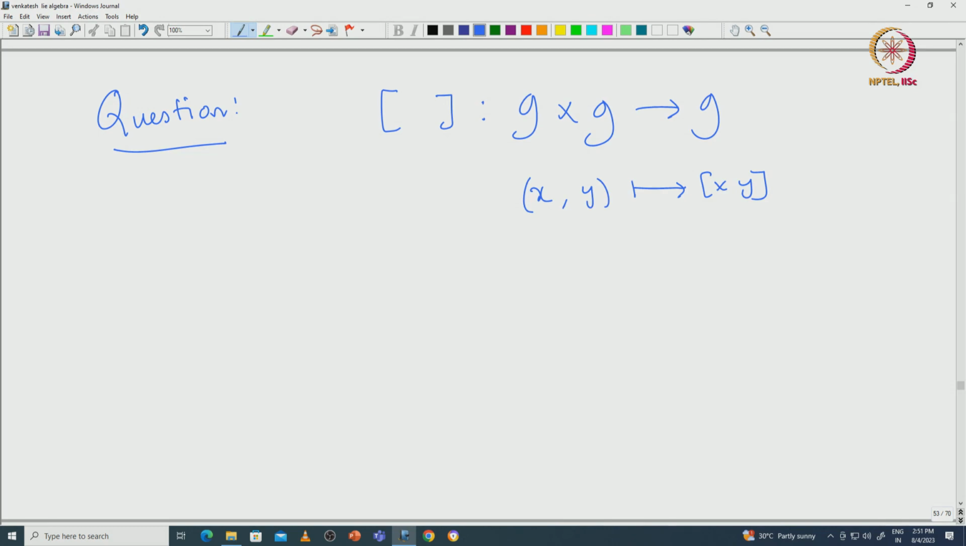So, what is the question? The question is, when is this map surjective? That is a very legitimate question. Or can you specify some classes of Lie algebras and ask whether this map is surjective for those classes? A lot of research is done in that direction. As an example, I will give you one exercise.